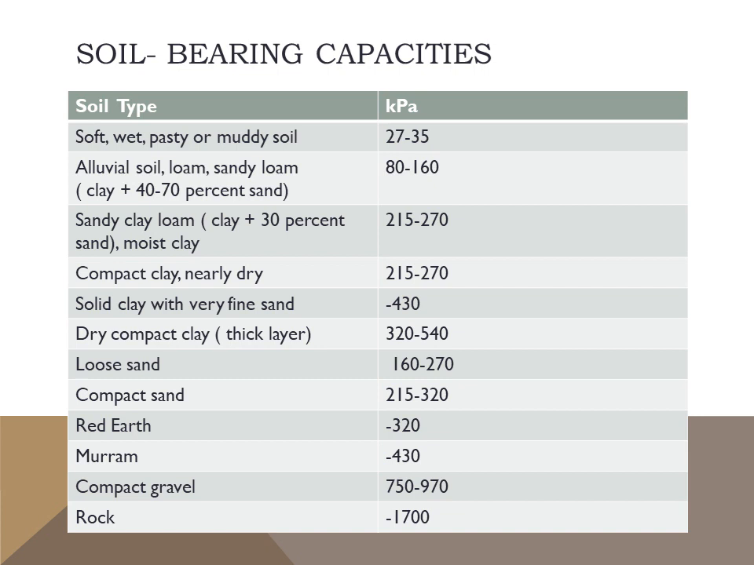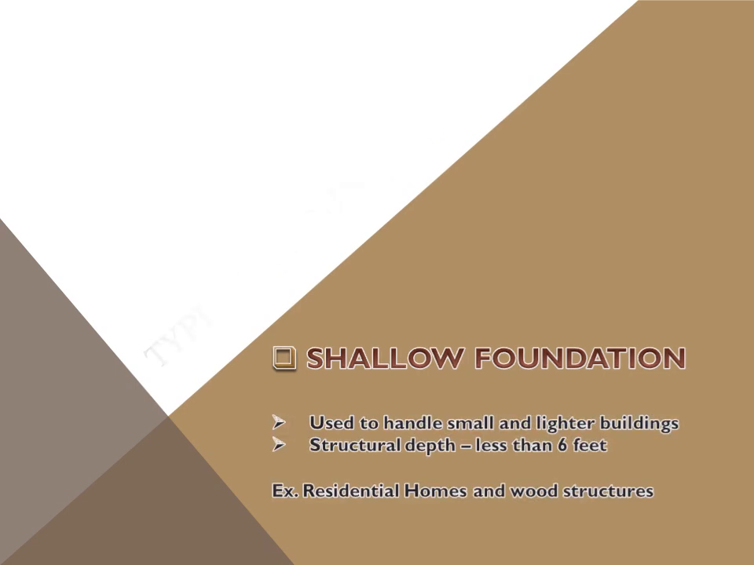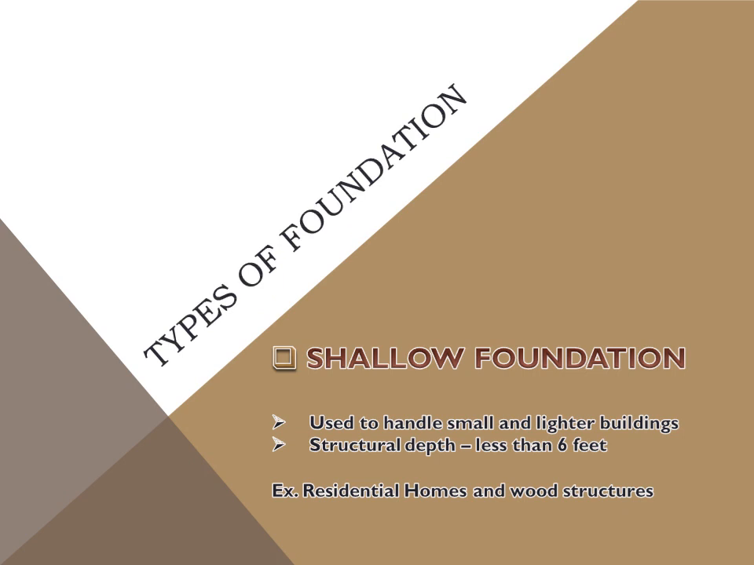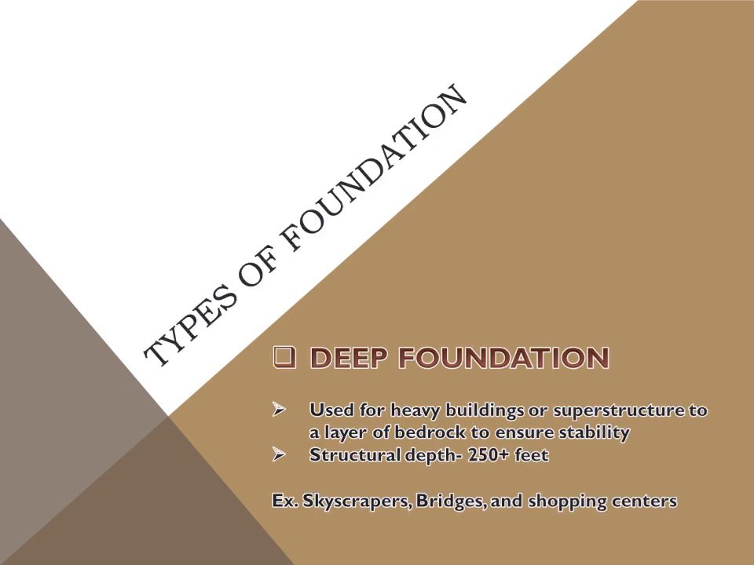So this is the soil bearing capacity according to soil type. Types of foundation. Foundations are divided into two types: the shallow foundation and the deep foundation. Shallow foundations are used to handle small and lighter buildings, with a structural depth of less than 6 feet, an example being residential homes in wood structure. Deep foundations are used for heavy buildings or superstructures, extending to a deeper layer of soil. Examples of deep foundations are skyscrapers and shopping centers.